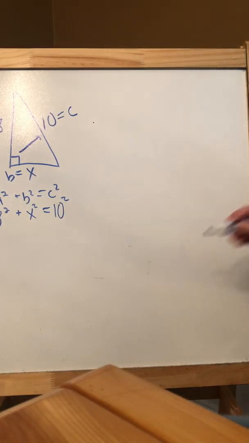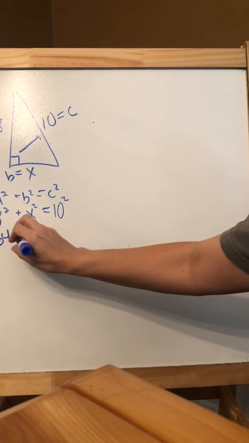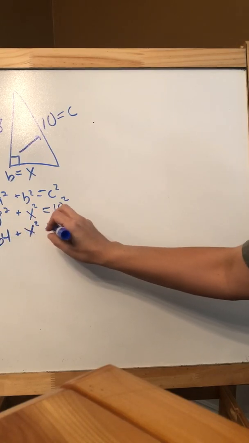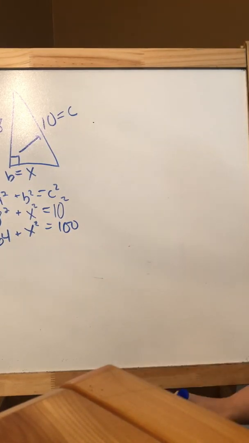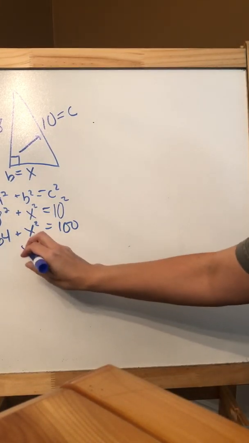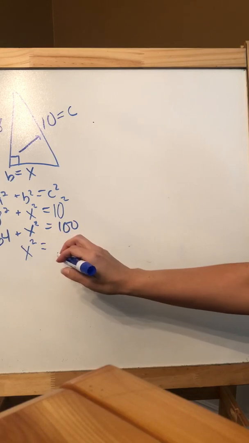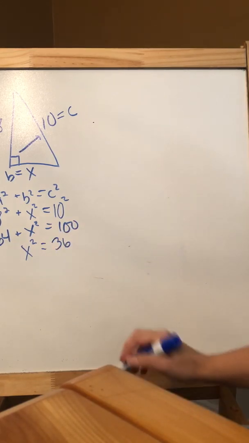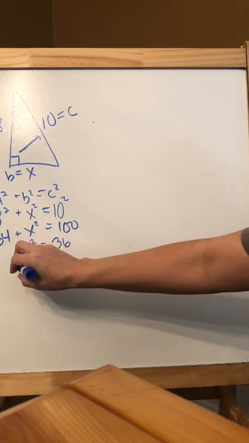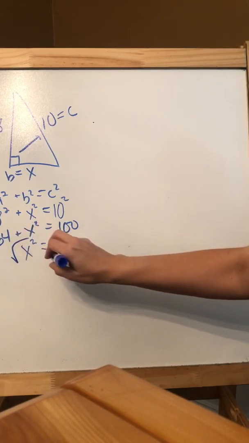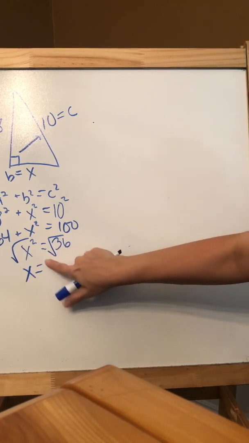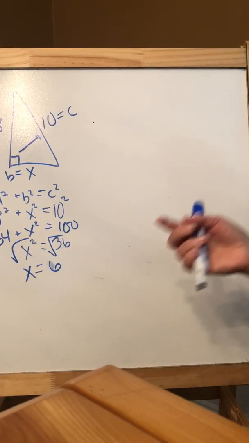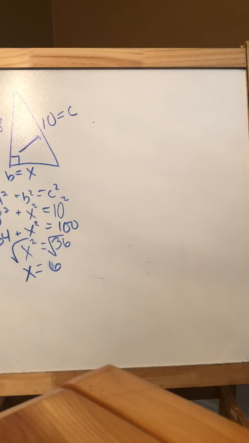All right, let's work it out. We have 64 plus x squared equals 100. Well, let's subtract 64. So we have x squared equals 36. So we need to get rid of this squared, this exponent. So we're going to take the square root of both sides. And we're left with x equals 6. All right, let's try another one similar to this.